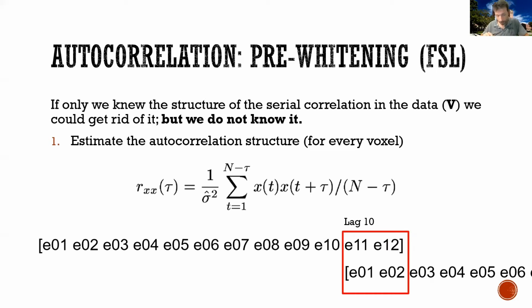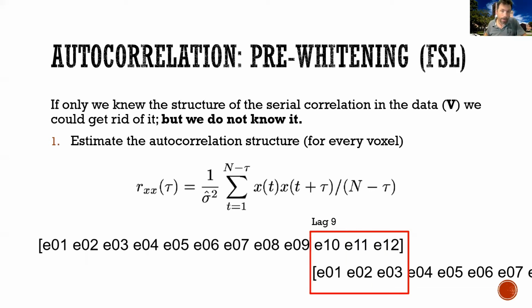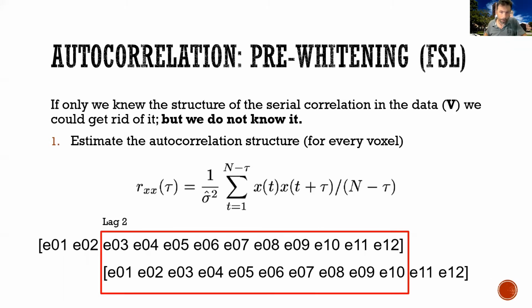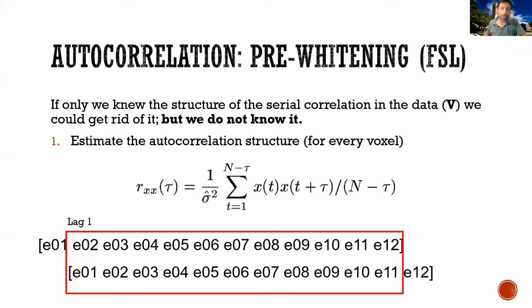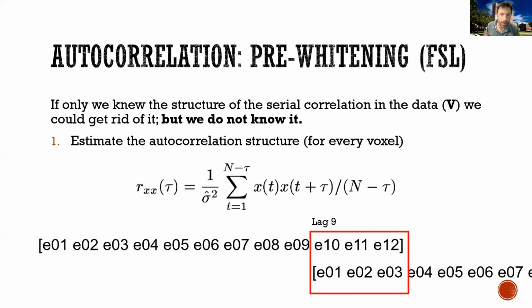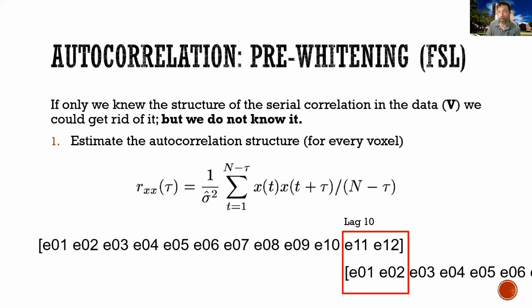Notice, however, that the further away the lags, the fewer the data we have in order to calculate this correlation, right? We started here with having 11 time points to calculate the correlation. The further away we went, we ended up having only 2 points to calculate the correlation.